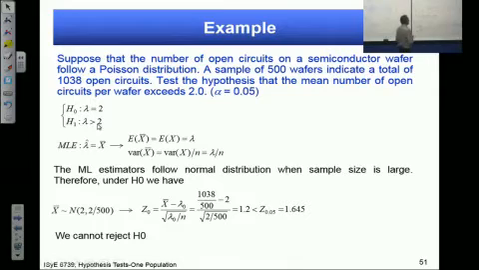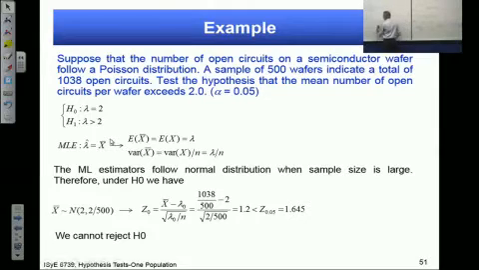So the first step always is to find the estimator for the parameter that you are performing hypothesis testing on. Okay, in this case, lambda. What is the MLE estimator for lambda for the Poisson distribution? It is X bar. If you derive that, take the derivative, you can see that lambda hat is X bar.